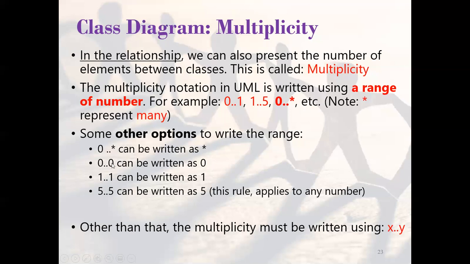0 is the minimum and 0 is the maximum. 1 to 1 is 1 minimum, 1 maximum. This is 1 minimum, this is 5 minimum. Sometimes people, or usually, just put in the maximum. So 0 to many is written as many, 0 to 0 is written as 0, 5 to 5 is written as 5, and 1 to 5 is written as 5. Other than that, usually we write the minimum to maximum number.